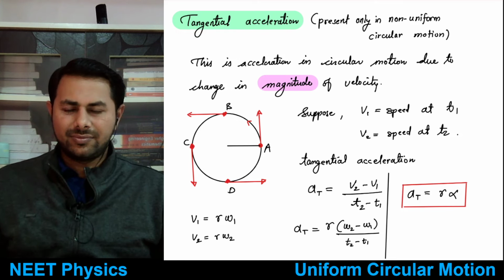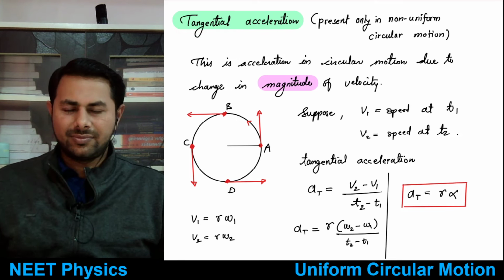So this is one type of acceleration that's there in circular motion. There is another type of acceleration too, and it is called centripetal acceleration. Now remember this: this is the acceleration in circular motion due to the change in direction of velocity. Tangential acceleration will be there if there is a change in magnitude of velocity. The centripetal acceleration is there due to the change in direction of velocity. And in circular motion the direction of velocity is never constant, right?